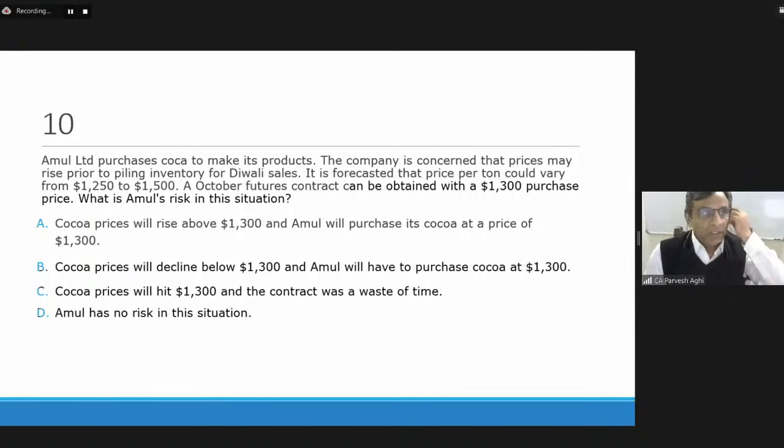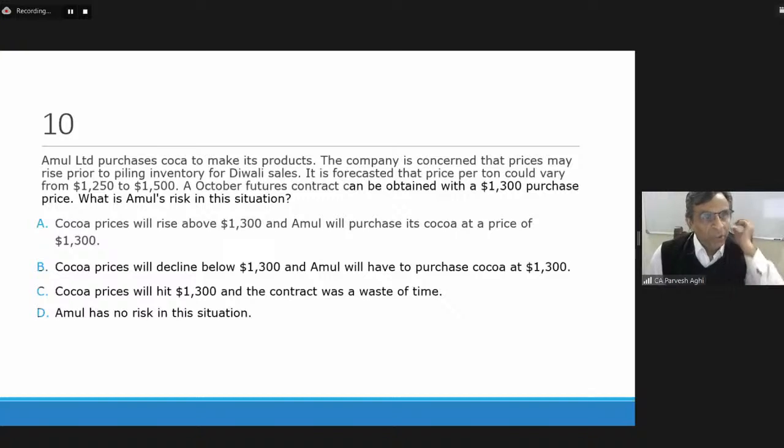Okay. 10th is, this company is going to purchase cocoa for making chocolates. The company is concerned that the prices may rise prior to making an inventory for Diwali sales. It is forecasted that the price per ton could vary between 1,250 to 1,500. So an October futures contract can be obtained with a 1,300 purchase price. What is Amul's risk in this situation? So they are entering into a futures contract at 1,300. So that means they are going to buy at 1,300, whatever happens.